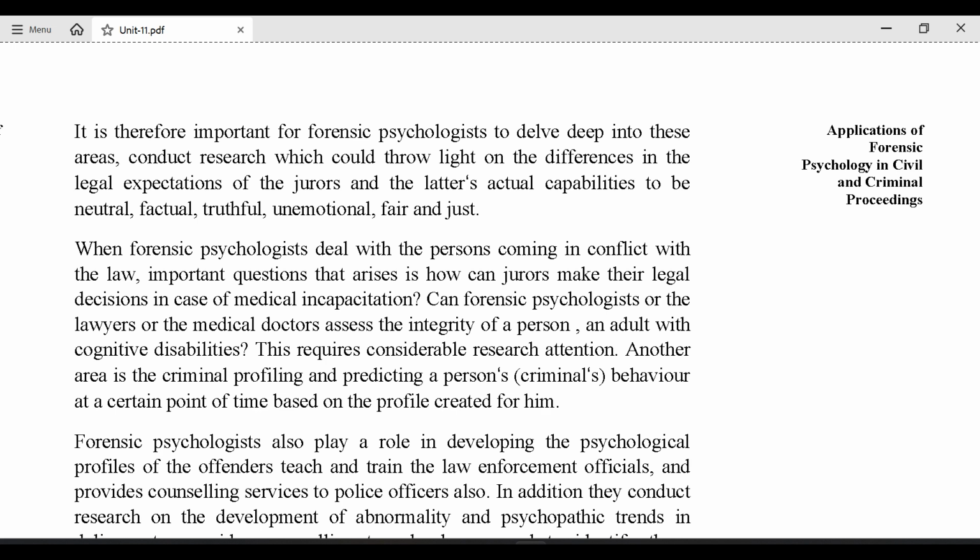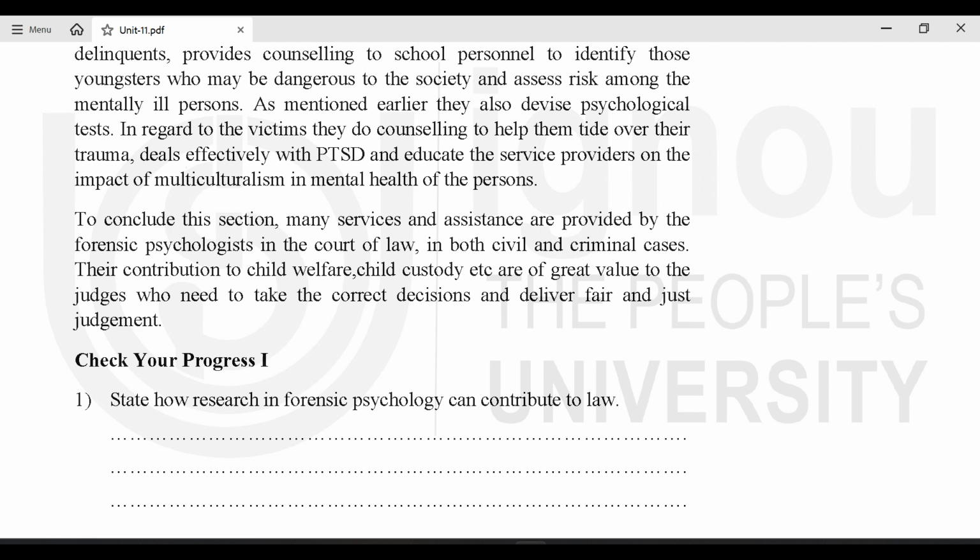Forensic psychologists also play a role in developing the psychological profiles of the offenders, teach and train the law enforcement officials, and provide counseling services to police officers also. In addition, they conduct research on the development of abnormality and psychopathic trends in delinquents, provide counseling to school personnel to identify those youngsters who may be dangerous to the society and assess risk among the mentally ill persons. As mentioned earlier, they also devise psychological tests.